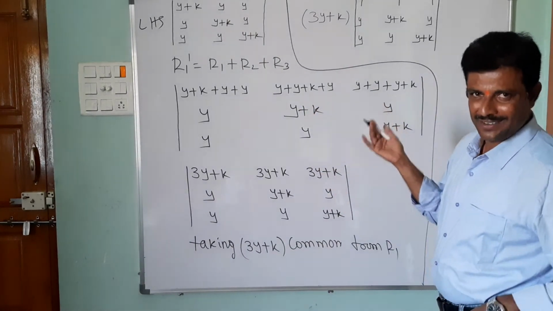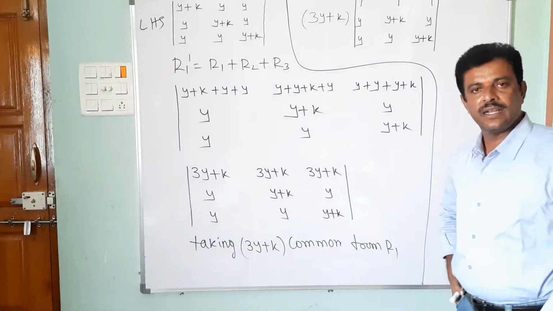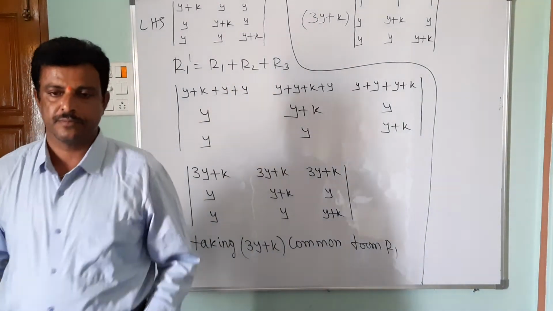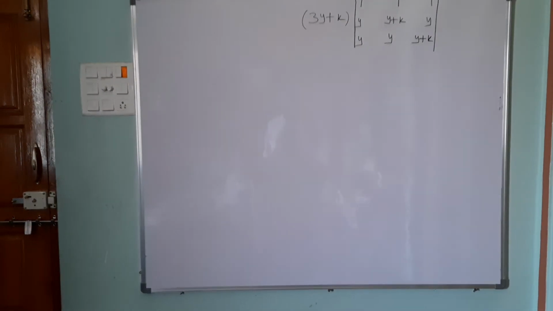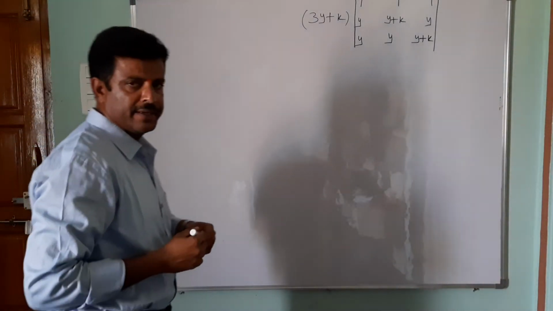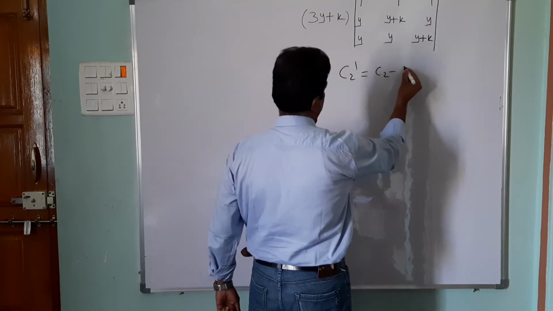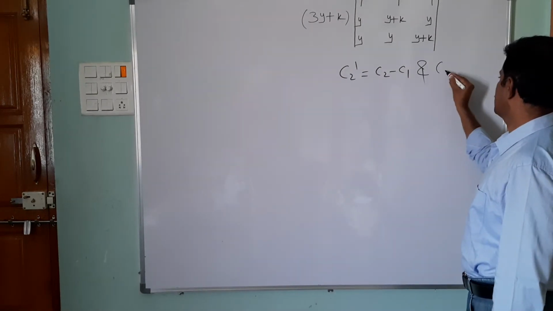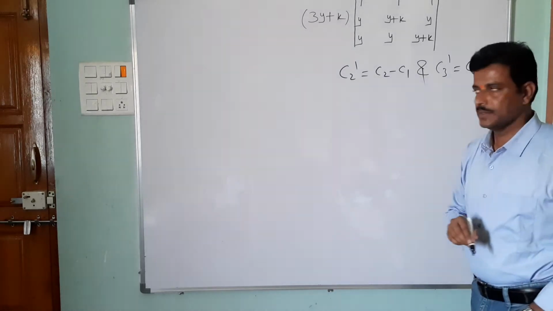Then I am going to operate. Very simple: C2 dash is equal to C2 minus C1, and C3 dash is equal to C3 minus C1. You operate C2 dash is equal to C2 minus C1, and C3 dash is equal to C3 minus C1.